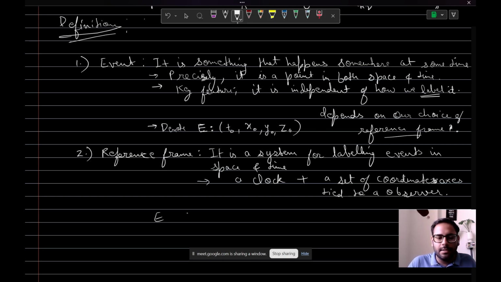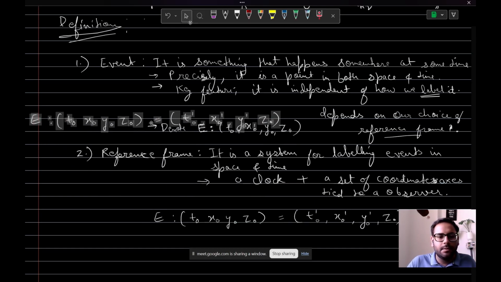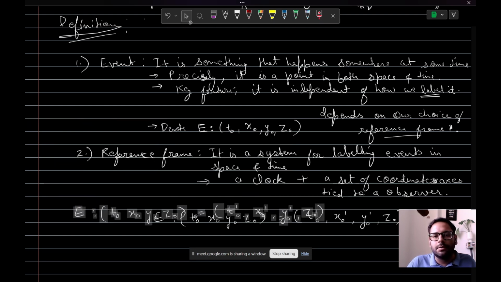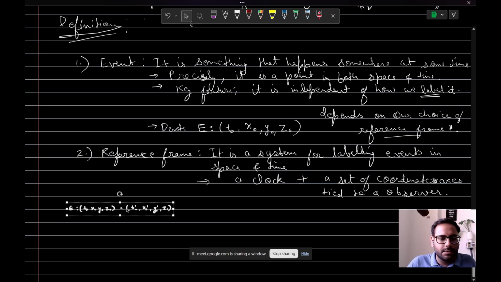E can be denoted in one frame like this at t0. Or it is the same in a primed frame. Suppose I have a primed frame, it can be denoted like this.